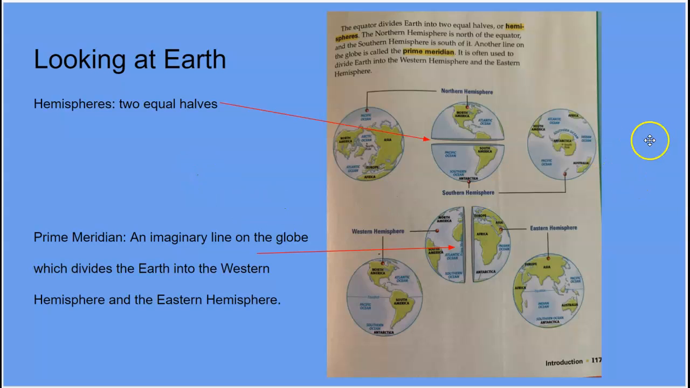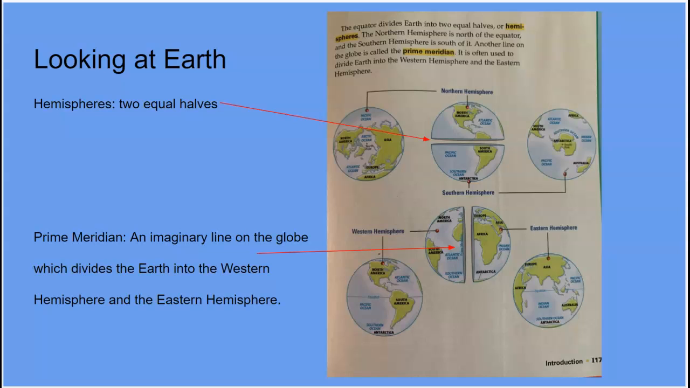So we're continuing to look at the Earth, and up at the top it says the equator divides Earth into 2 equal halves, or hemispheres. So now a little study skill I have is halves on the Earth, hemispheres. Halves, hemispheres. They both start with H. The northern hemisphere is north of the equator, and the southern hemisphere is south of it.